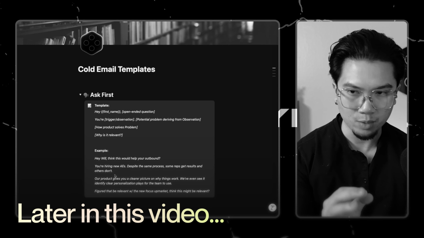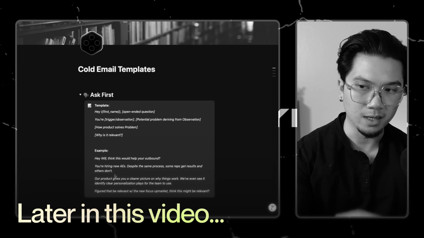I'll show you the exact structure, explain why they work, and give you the framework so you can copy them for your own campaigns. Let's get into it. Now, copywriting is a creative aspect, and most people are not good at it. But don't worry, I'm going to cover the foundational framework of cold email copy.